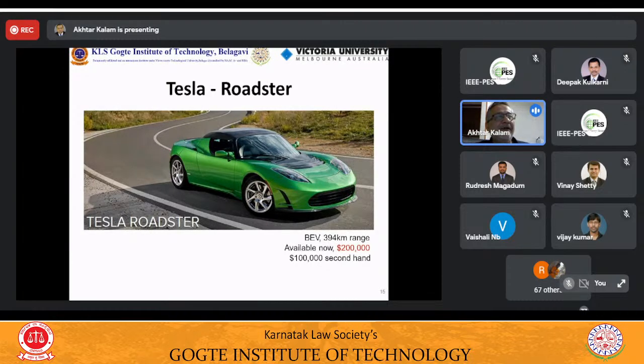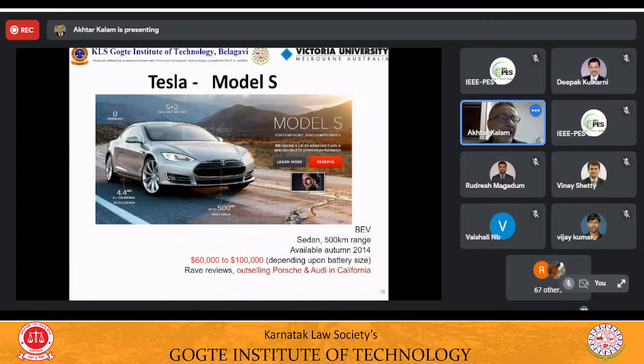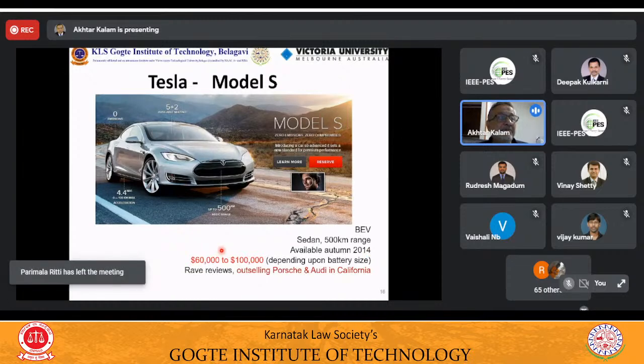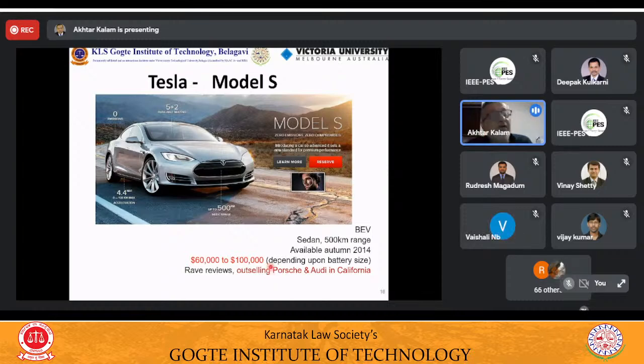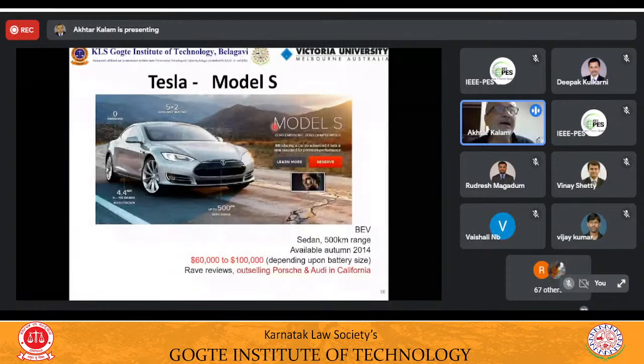This is one of the electric cars that I think will become very popular, the Tesla models. This is a cheaper brand, the Model S of Tesla. Now look at that range, 500 kilometers, and it has been available from 2014. Look at the price compared to 200,000. This is $60,000 to $100,000, depending on the size of the battery. And in the United States, in California in particular, this Model S of Tesla is outselling Porsche and Audi.